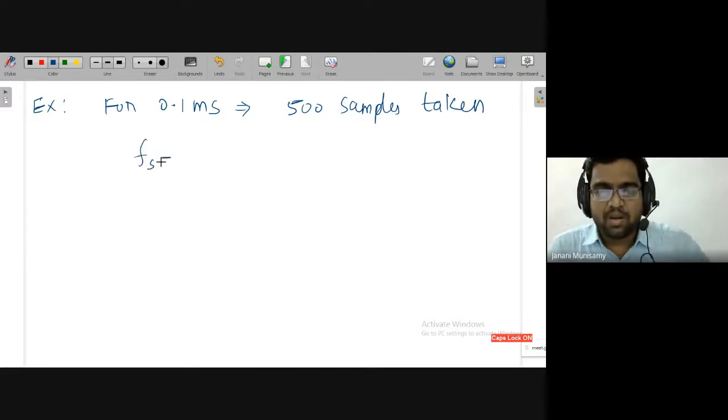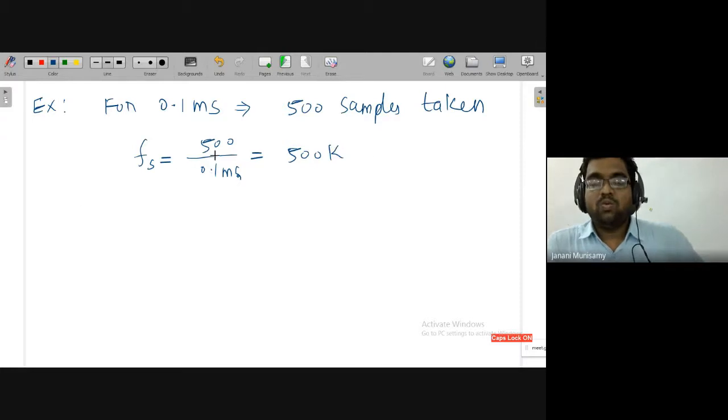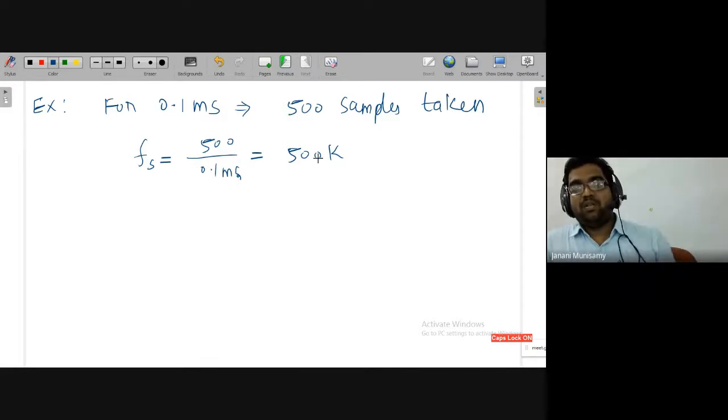Anybody? Very simple. 500 samples have been taken for 0.1 millisecond. Once you do this operation, you will get 500K. So that means per second, 500K samples will be taken. If they take 500 samples in 0.1 millisecond, then the sampling frequency in that case is 500K. So 500K samples per second.